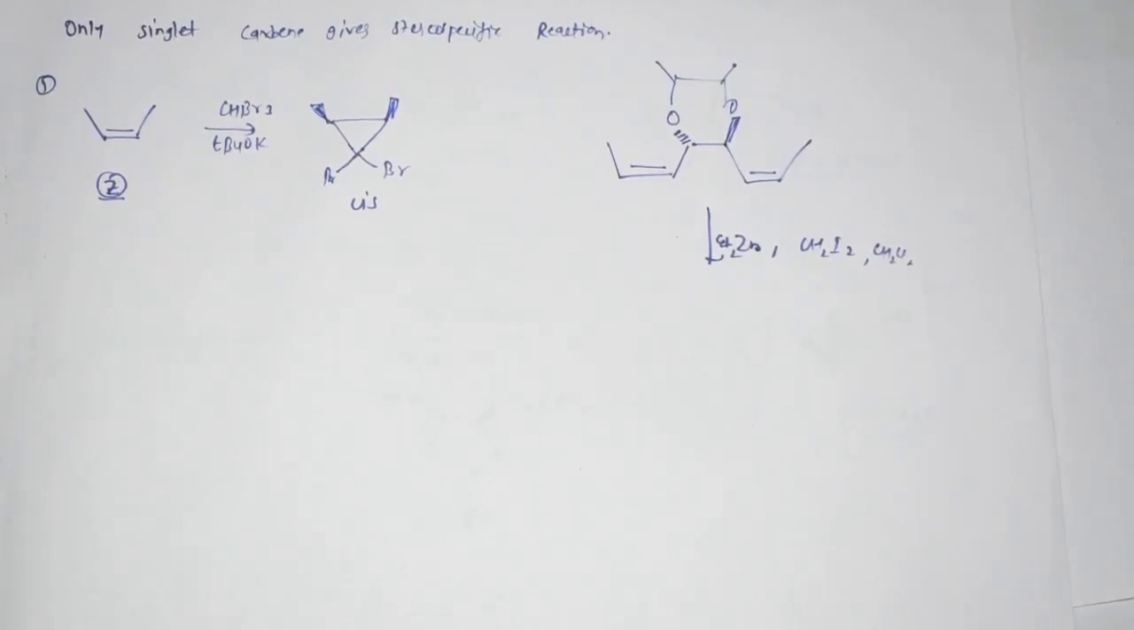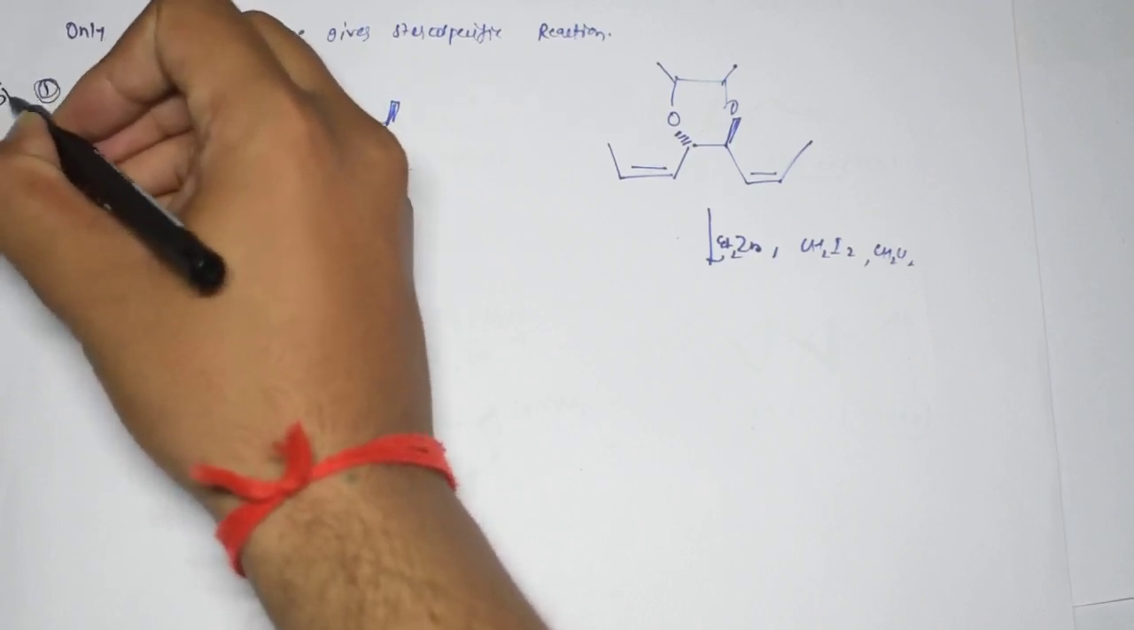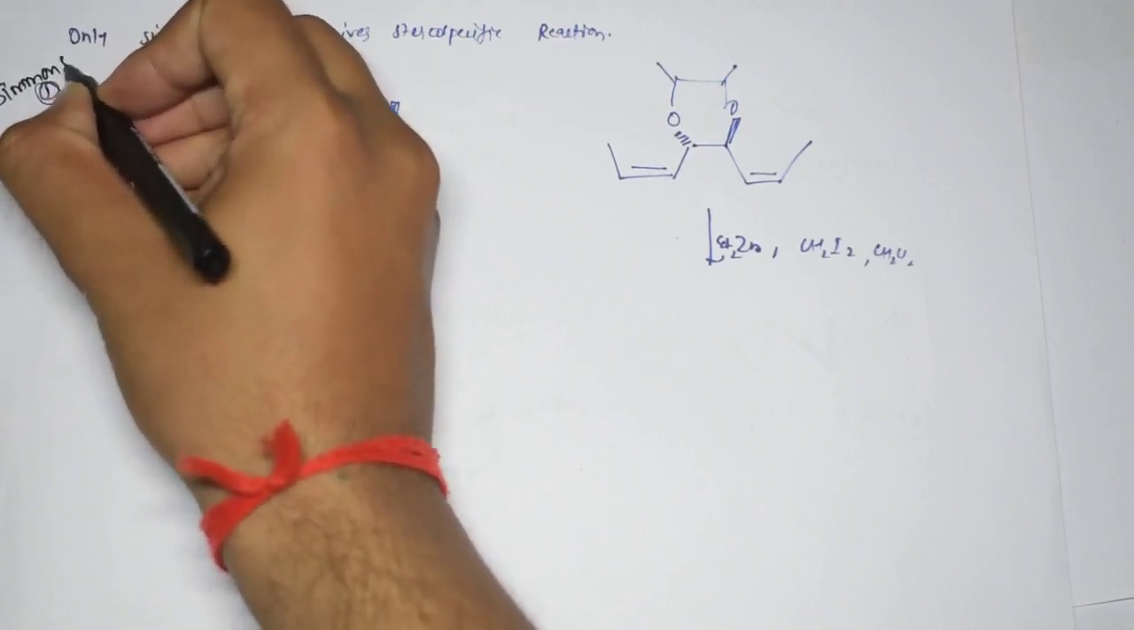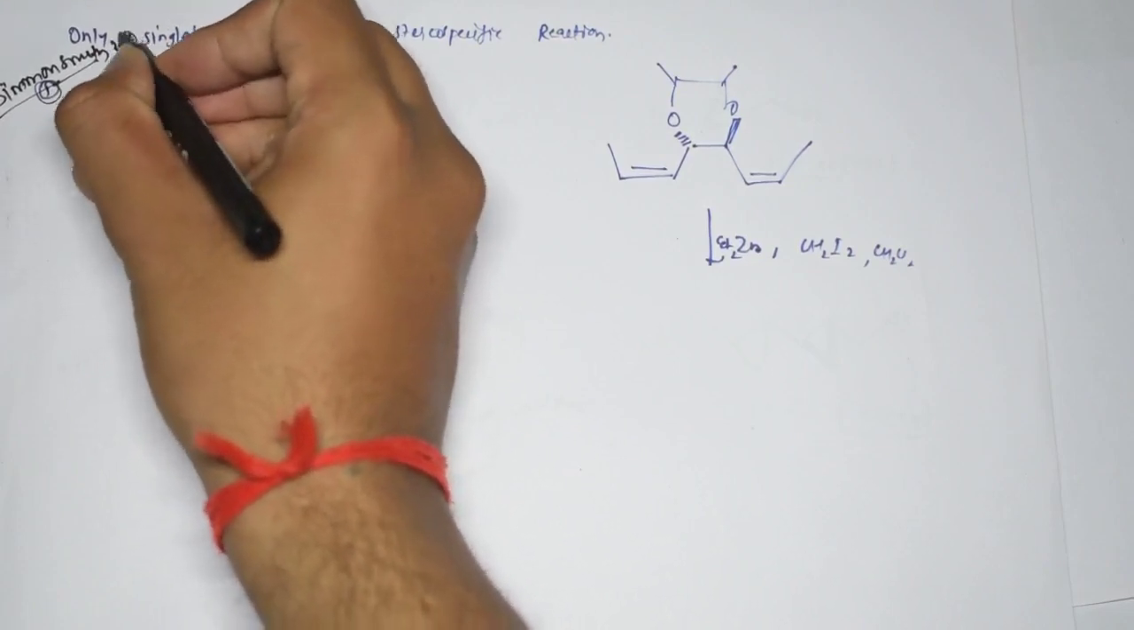So in this particular lecture, we are going to see the reactions of the carbene, right? So first of all, let's understand the first reaction, which is also an example of the Simmons-Smith reaction, right? And we have already discussed a lot of things about this one.